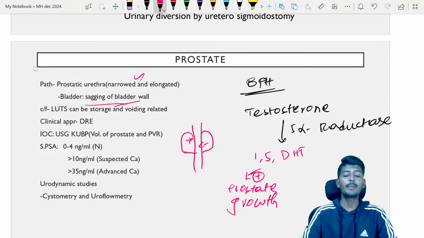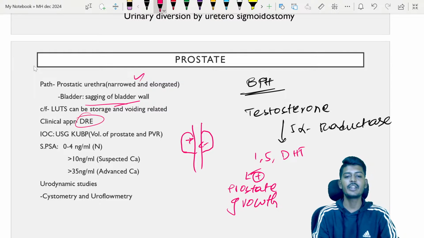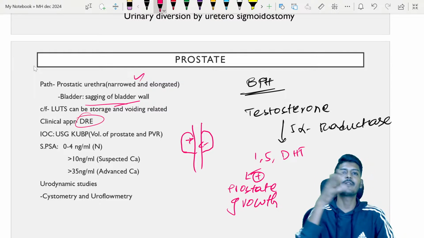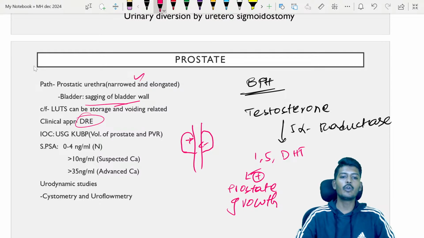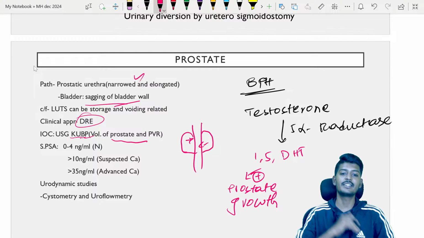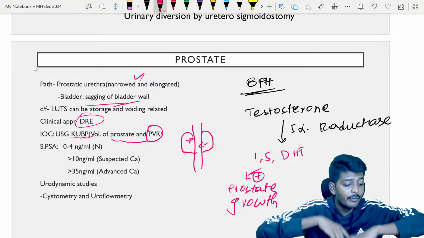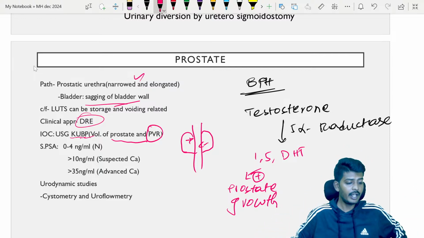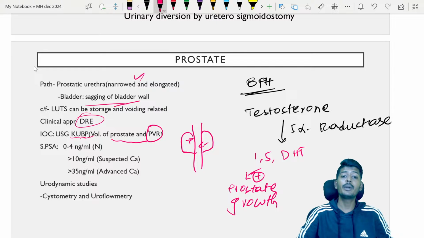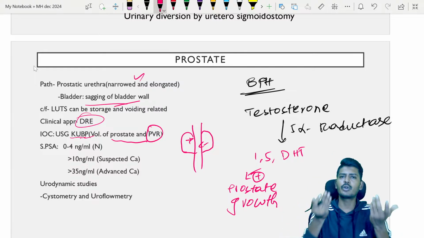So for the clinical approach, first you are going to go for a digital rectal examination. On the digital rectal examination, you can feel the enlarged prostate. Then you can go for USG KUBP: kidney, ureter, bladder, prostate. We can check the volume of the prostate, meaning how big the prostate is, and most importantly we can check the PVR, post void residue, meaning how much urine is present after urination. We ask the patient to urinate. After urination, a small amount can remain.